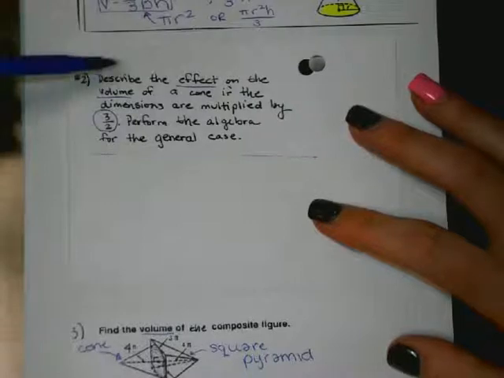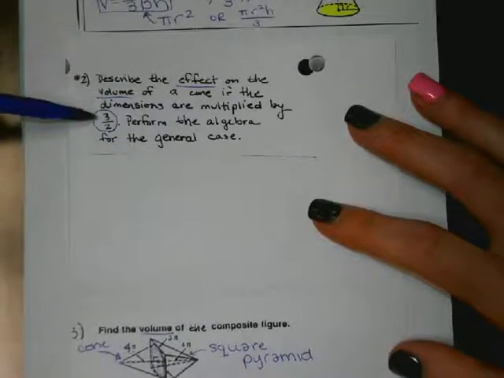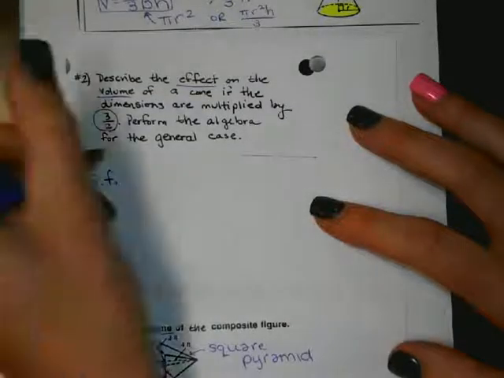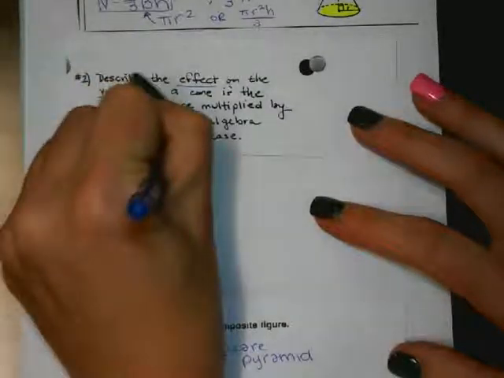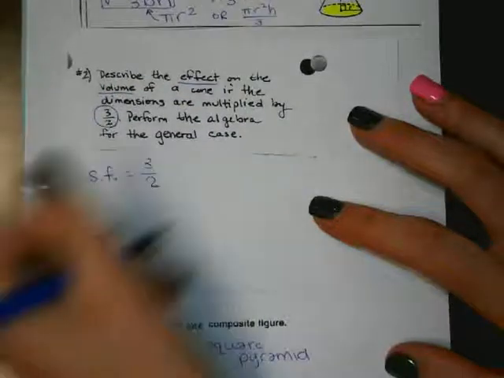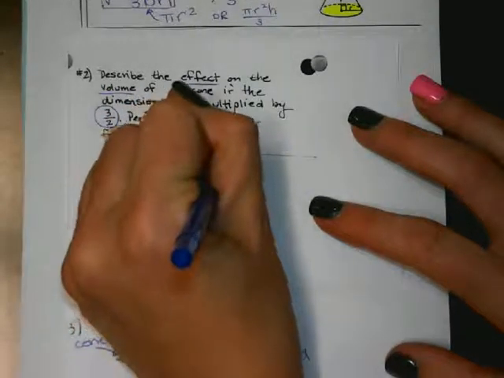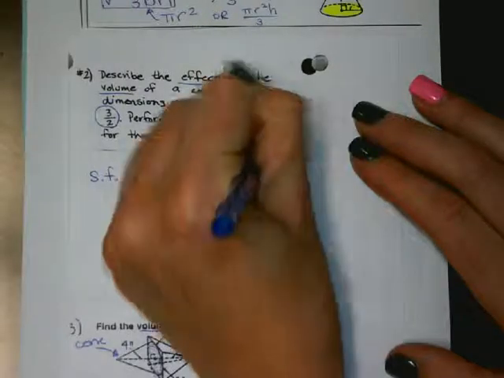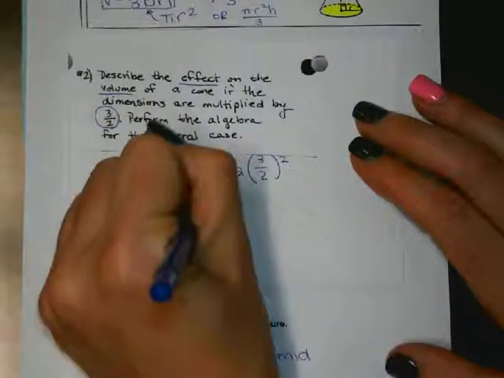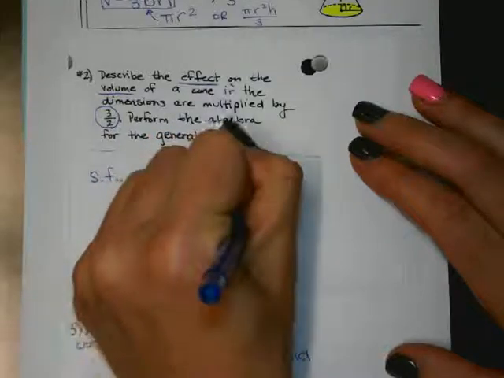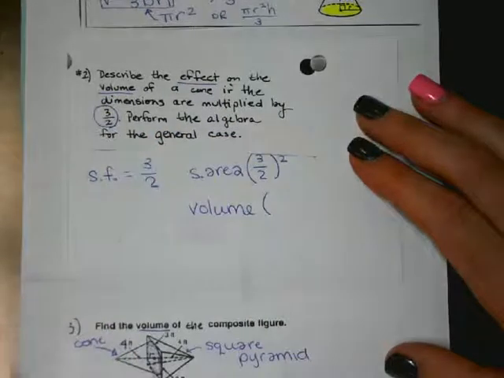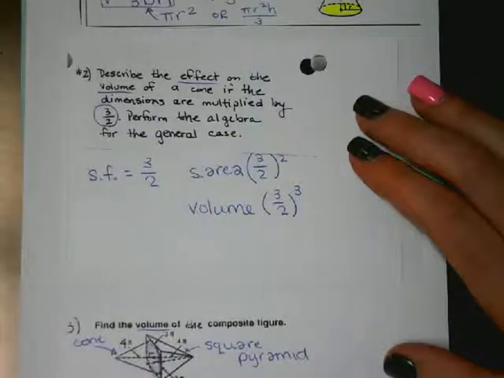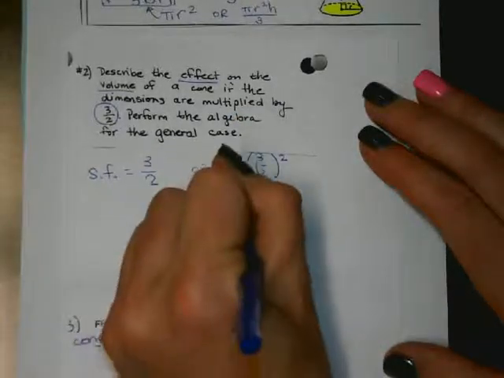Now, if it asked me for the effect on surface area, remember I just need to identify my scale factor, which in this case is 3/2. And if I wanted surface area, remember all I would have to do is 3/2 squared. But since we're talking volume, think back to what the units on volume is. So I'm going to take my scale factor and I'm going to cube it. And then this translates to 9/8.